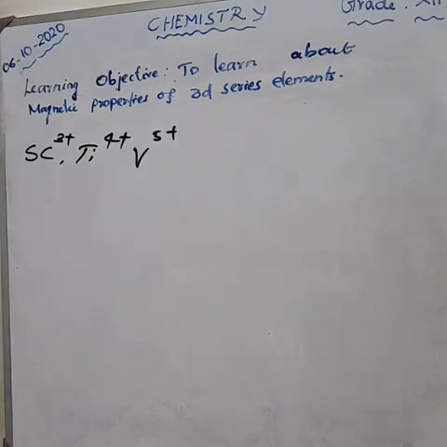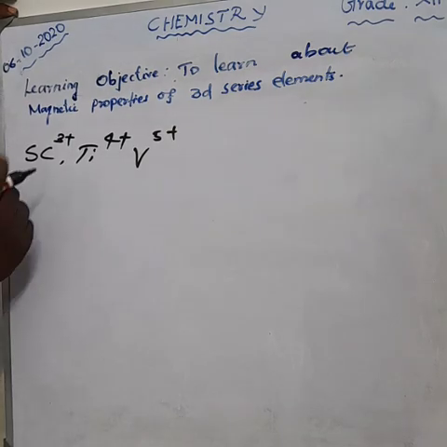What is the configuration? Clear? What is the configuration of scandium Sc3+, titanium Ti4+, and vanadium V5+? What is the configuration and how many unpaired electrons are you going to calculate? First one, I am taking the scandium.